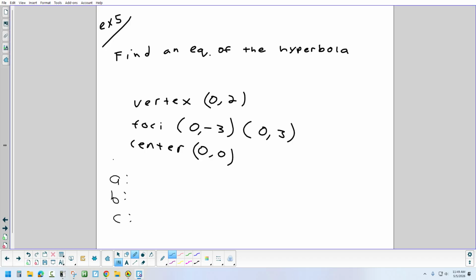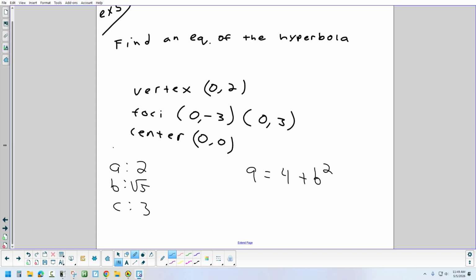A is the distance between the center and the vertex. C is center to focus. One more letter we need to be able to write the equation, and that is B. What's the formula that connects A, B, and C? Yep. C squared equals A squared plus B squared. That's going to give me square root of 5.